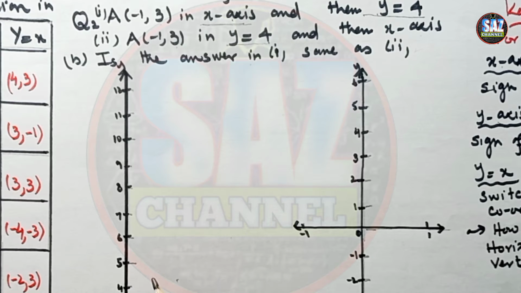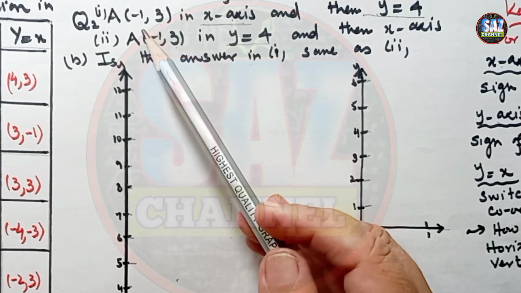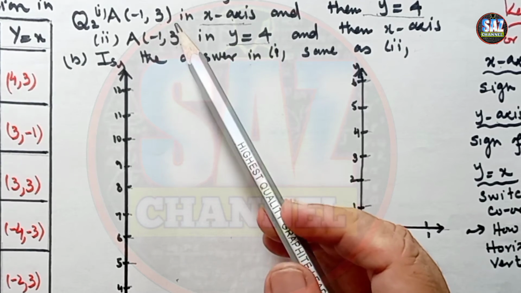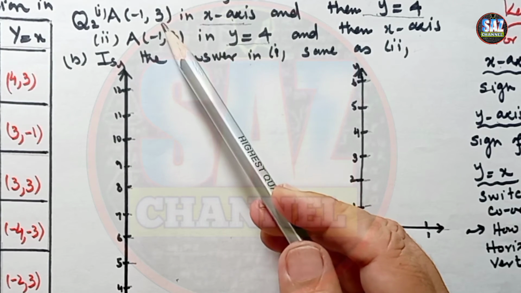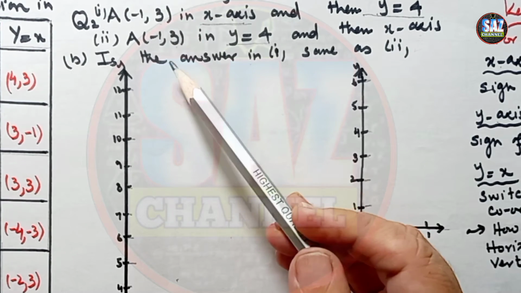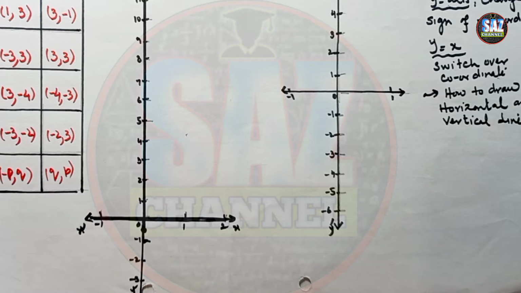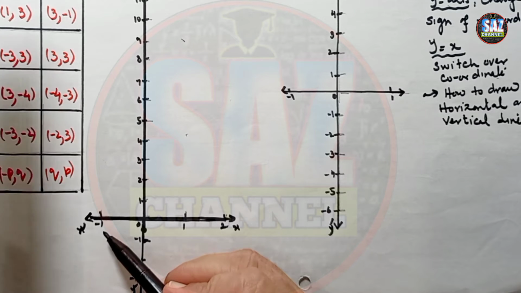The first part says that first of all I have to mark the object, that is A(-1, 3), and I have to reflect this in the x-axis. So let me mark the point A(-1, 3). First of all, I have to reach x equals minus 1.